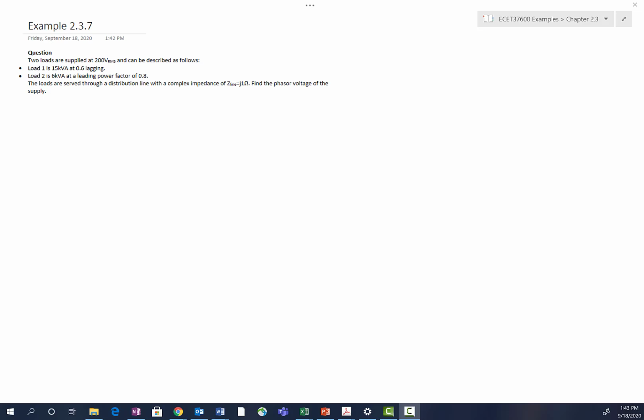Example 2.3.7: two loads are supplied at 200 volts RMS and can be described as follows. Load 1 is 15 kVA at 0.6 lagging, and load 2 is 6 kVA at a leading power factor of 0.8. The loads are served through a distribution line with a complex impedance of Z line equals j1 ohm. Find the phasor voltage of the supply.